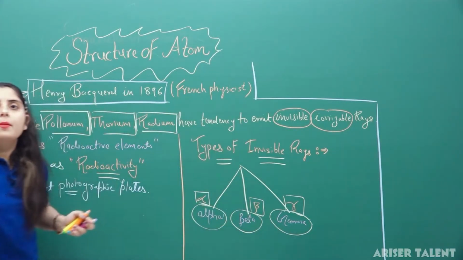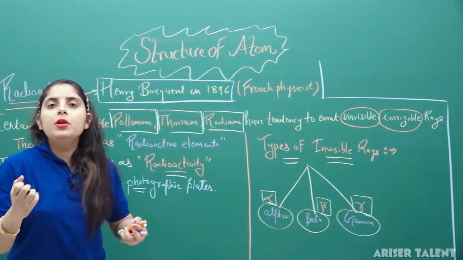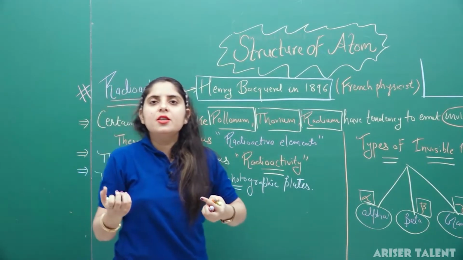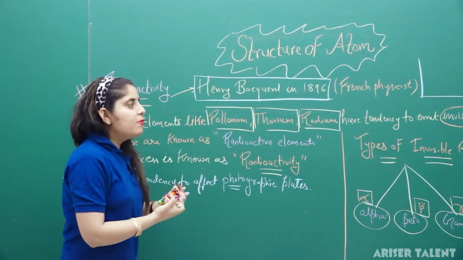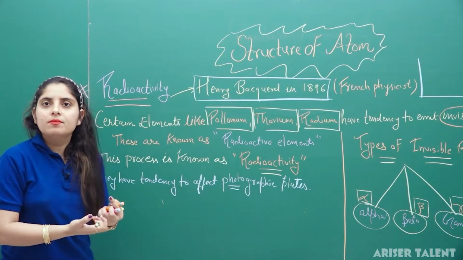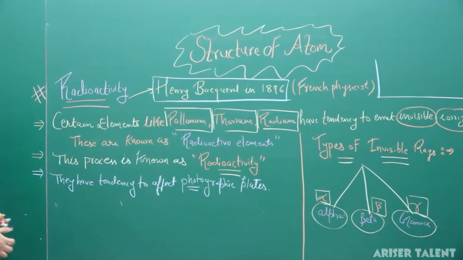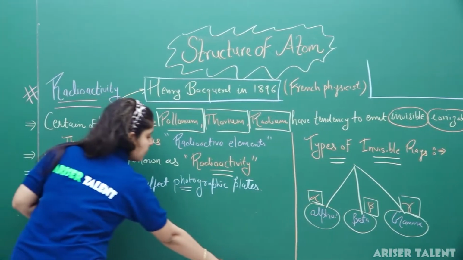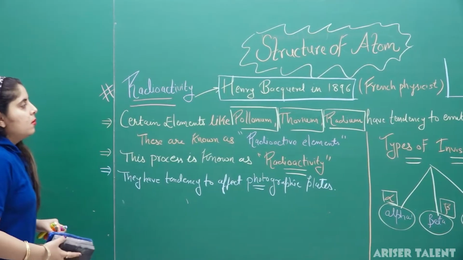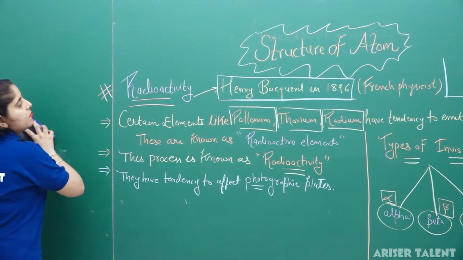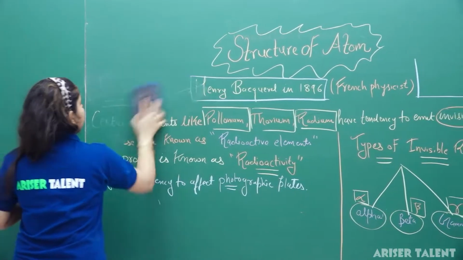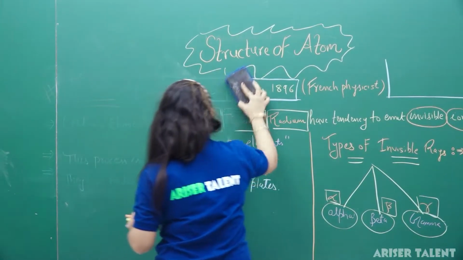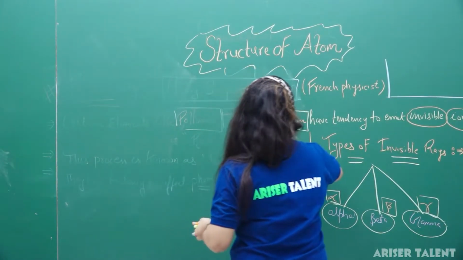Now from a tabular description we are going to learn about the properties, size, velocity and the tendency of these types of particles. If someone wants to copy it, please copy it now. So from a tabular description we will learn about these types of particles.